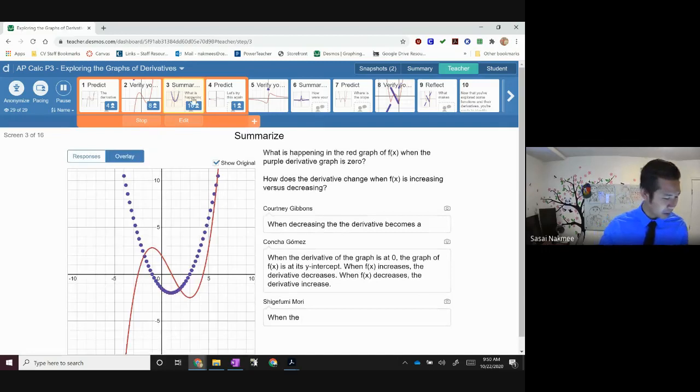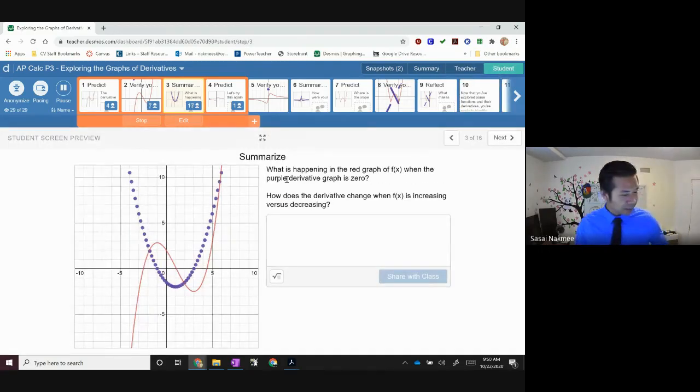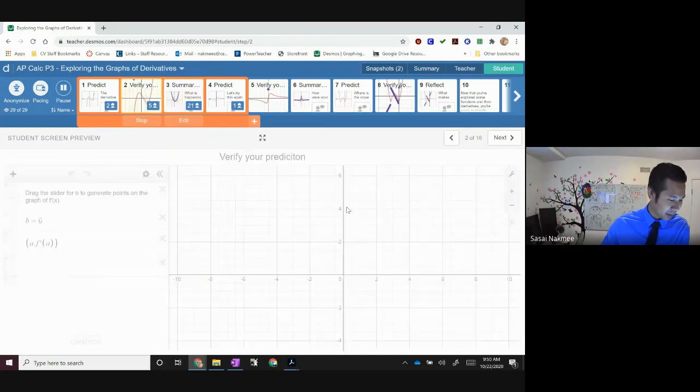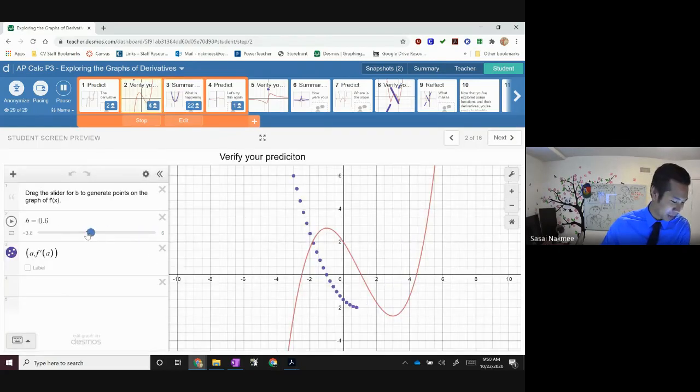We're going to go ahead and go over to slide 3. And I have it right here. What is happening in the red graph of f of x when the purple derivative graph is 0? And how does the derivative change when f of x is increasing versus decreasing? I kind of talked about that. I shouldn't have talked about it too much, but I kind of gave it away.